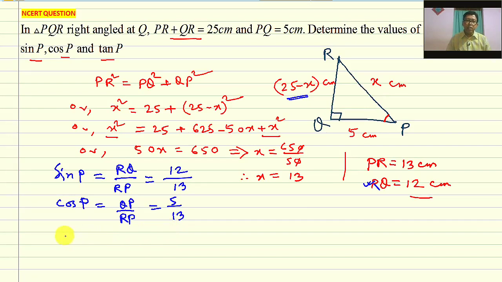Next is tan P. Tan P is equal to sin P upon cos P, or you can find it as RQ divided by QP. So RQ is equal to 12, so this is 12 upon 5. Okay, so three ratios are found. You can find the other ratios also. Cosec P is equal to 13 upon 12. From it, Sec P is equal to 13 upon 5. And finally, cot of P is equal to 5 upon 12. So in this way, you can solve many more questions. Next question.